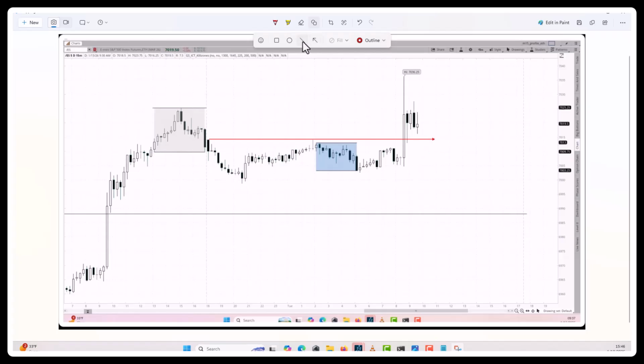We need to change this, change the color, make a straight line. That's the open range right there.